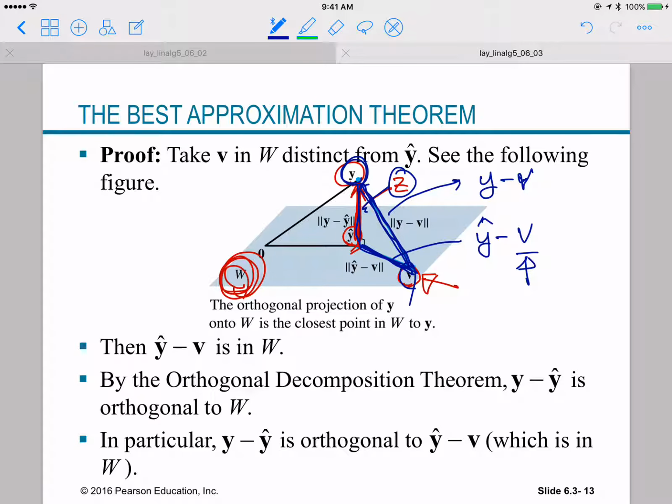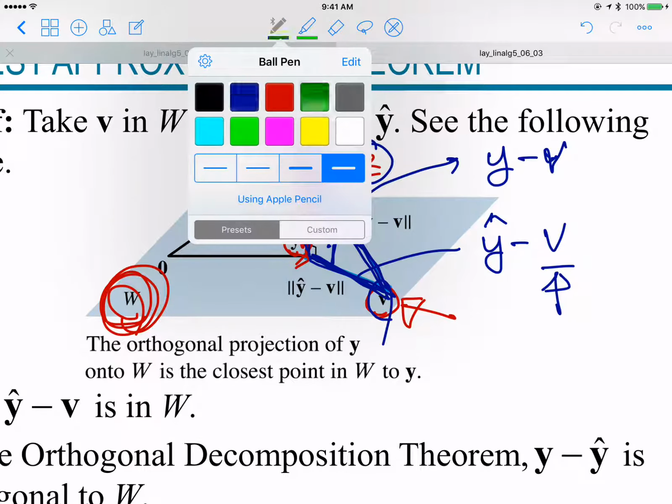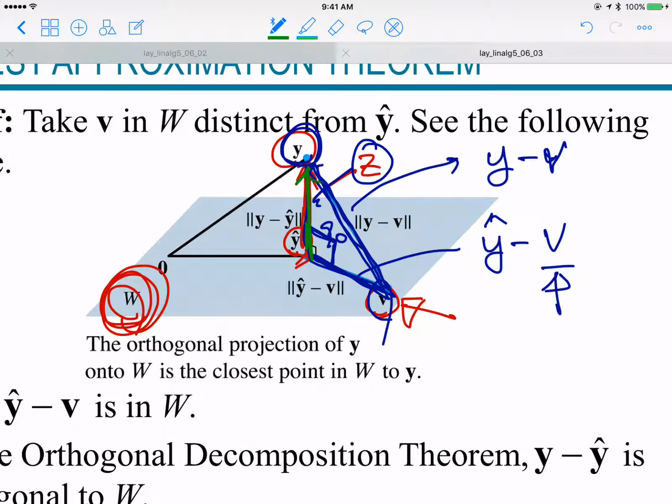And where is the 90 degree? So the 90 degree will become here. So this one will become 90 degree. And why should this angle be 90 degree? That is because of this vector Z. Once you picked up Y hat and Y minus Y hat, which is your residual vector Z, that will be belonging to W perpendicular, right?